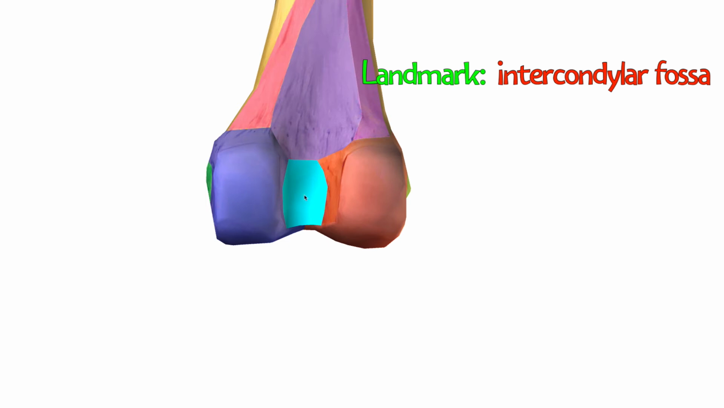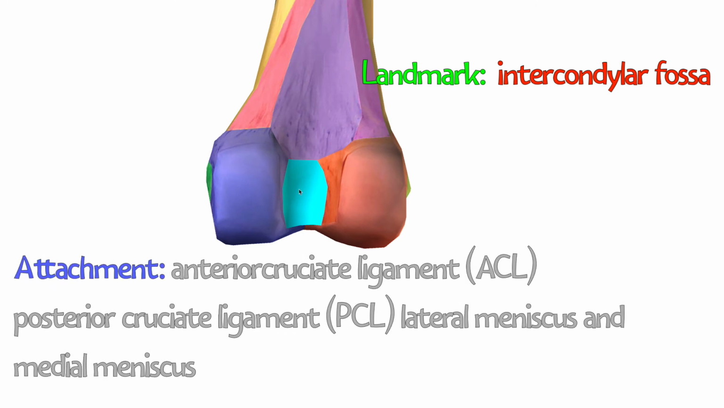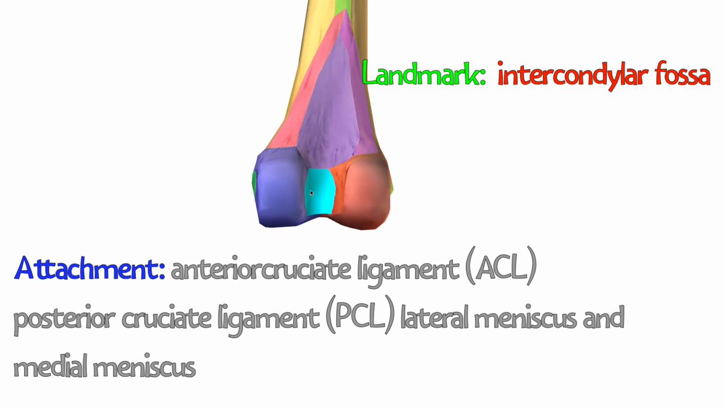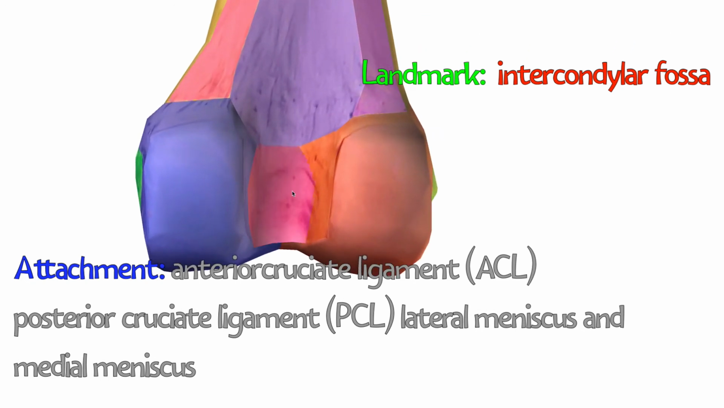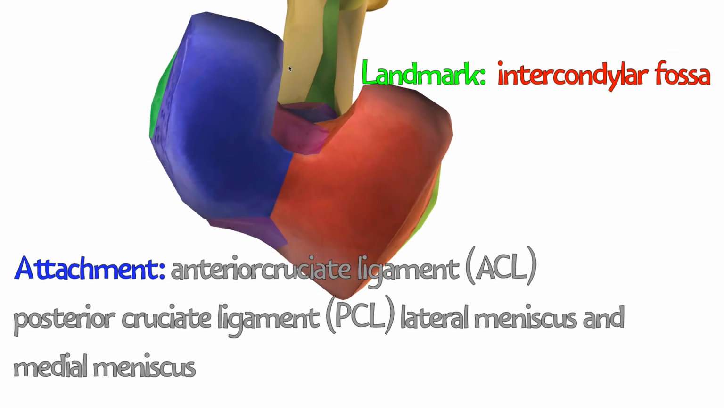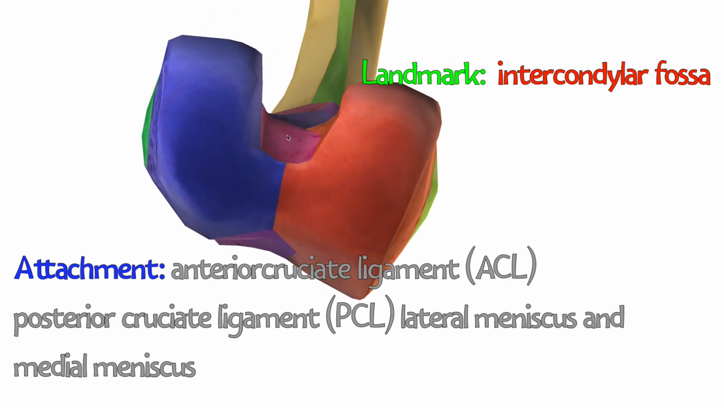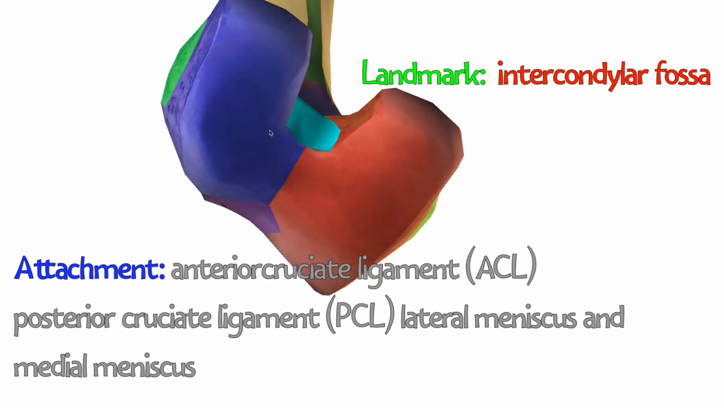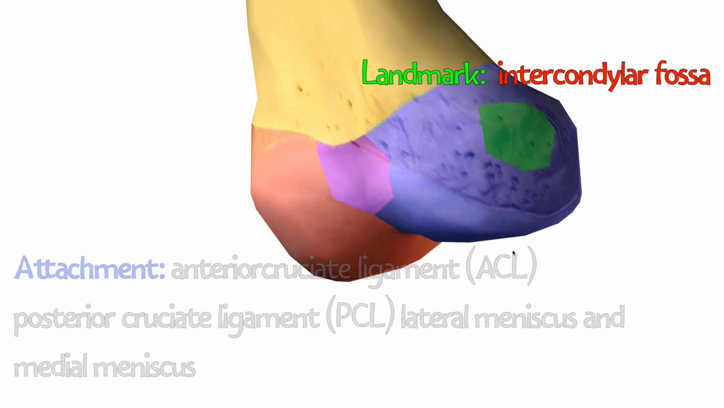This intercondylar fossa is a pretty important feature here because it's an attachment point for your ACL, your anterior cruciate ligament, your PCL, posterior cruciate ligament, the lateral meniscus, and the medial meniscus. So it's pretty important here. In fact, let me rotate this so you can see that space, that groove, that space in between there. All right. So let's go ahead and flip this around to the anterior side.